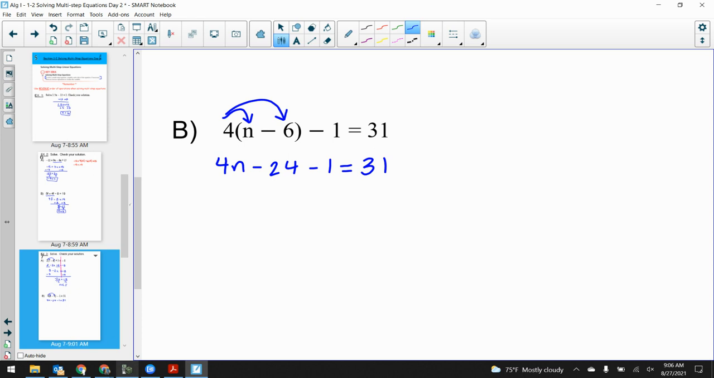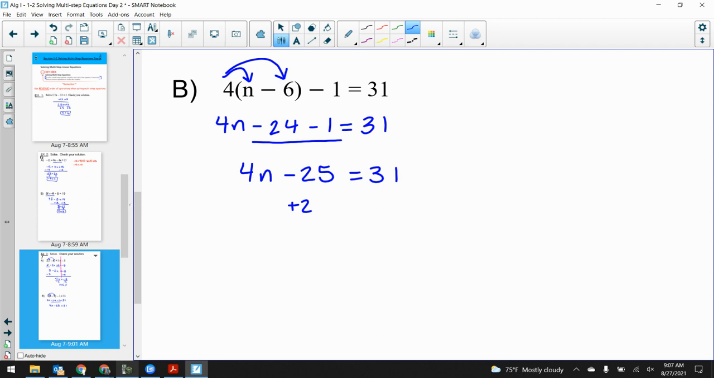Now, be careful. I keep having people tell me that this is going to be 23. It's not 23, folks. It's negative 24 minus 1. What does that give me? 25. Yeah, minus 25. Minus 25 is equal to 31. It's negative 24 minus 1, which gets me negative 25, not 23. Then I add the 25 to both sides. And that gets me 4n is equal to 56. And then we divide by 4.